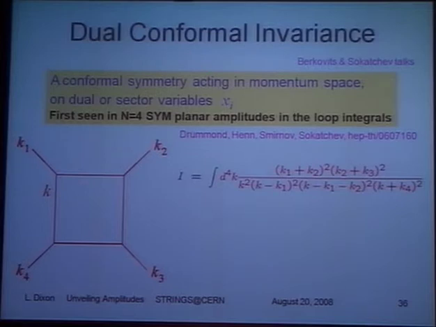So the idea is to try to find a conformal symmetry that acts not in position space, but in momentum space. Now, the special conformal generators correspond to inversion, and then translation, and then inversion. So it's sufficient to study the properties of this under inversion. But you can't invert the k squareds. First of all, k_i squared is zero. And second of all, momentum conservation has to be maintained.